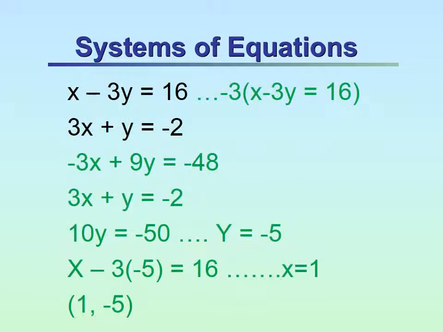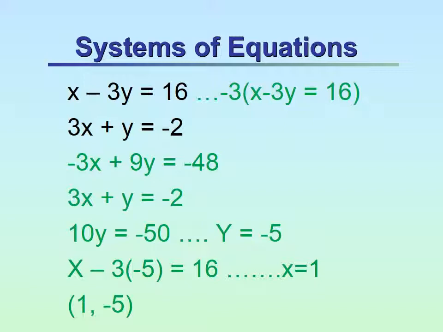All right, so next example. In this one, I want to go ahead and cancel my x's again. In order to cancel my x's, I'm going to multiply the top equation by -3 because -3 and +3 will cancel out. And so when I distribute my -3, it gives me -3x plus 9y because -3 times -3y is +9. And then -3 times 16 is -48.